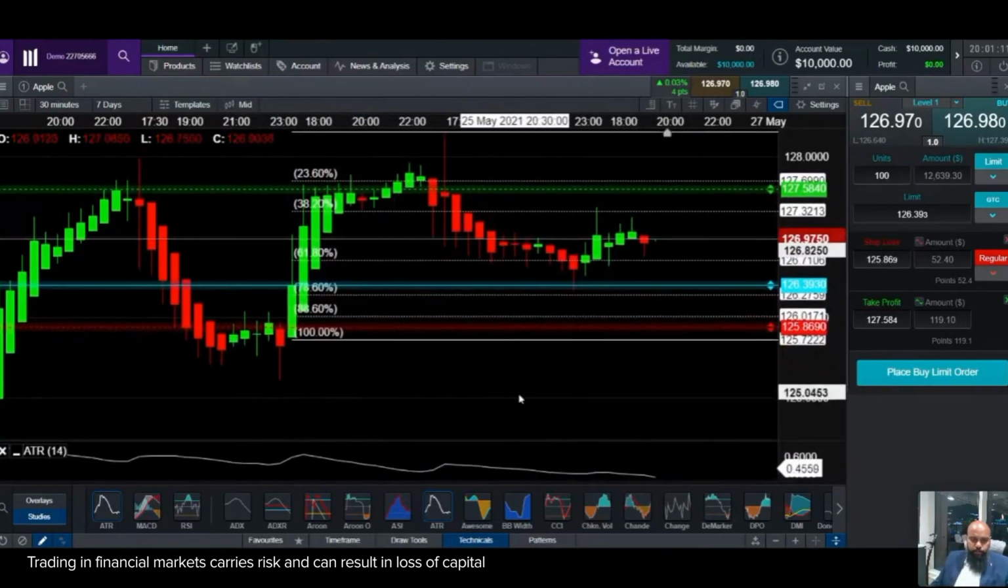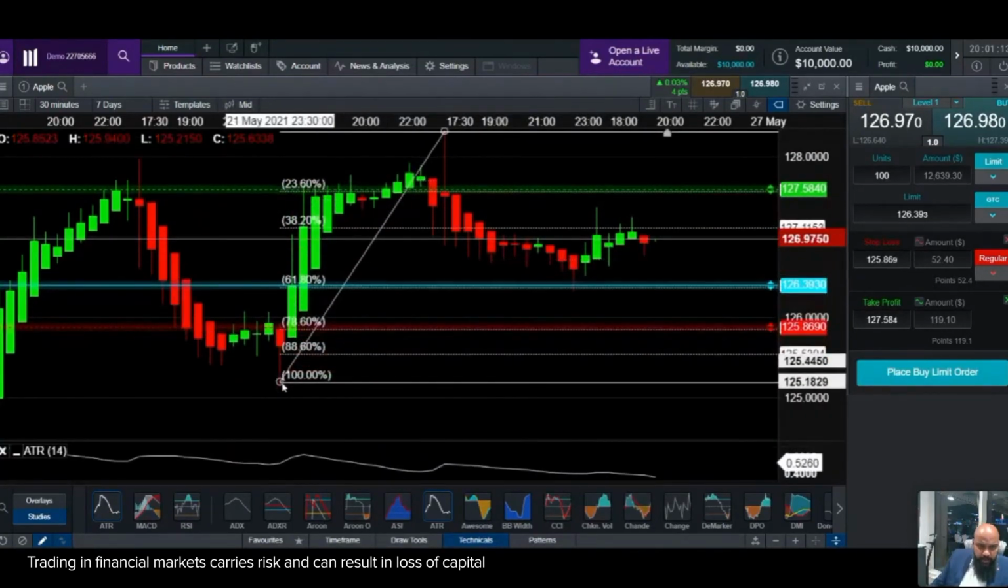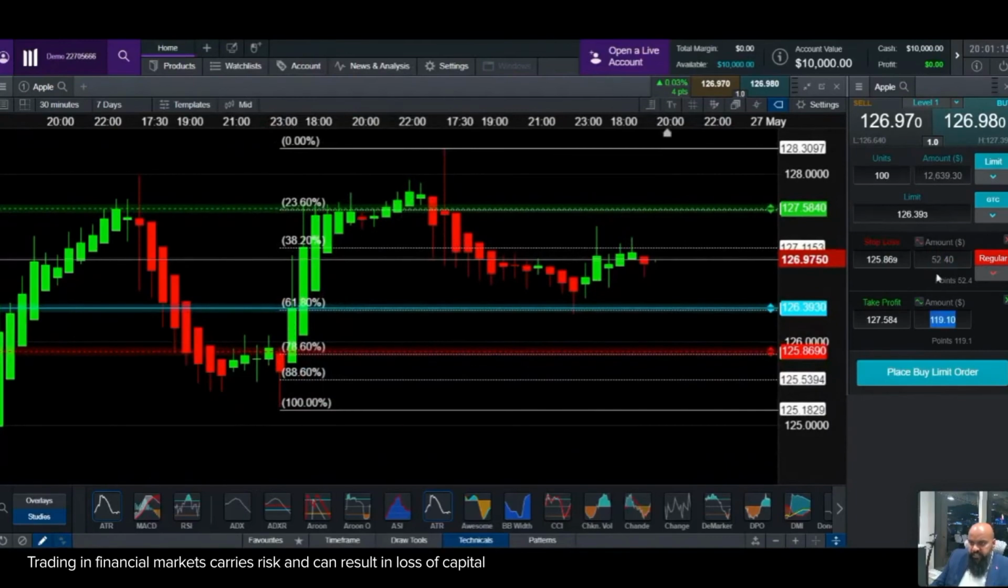Now in this scenario, if you look at your risk reward, you're risking about $50 to make about, or $60 rather, to make about $120. So it is a 1:2 risk reward ratio. So every trade that you're going to be taking is going to be 1:2 minimum risk reward ratio every time you trade based on Fibonacci.